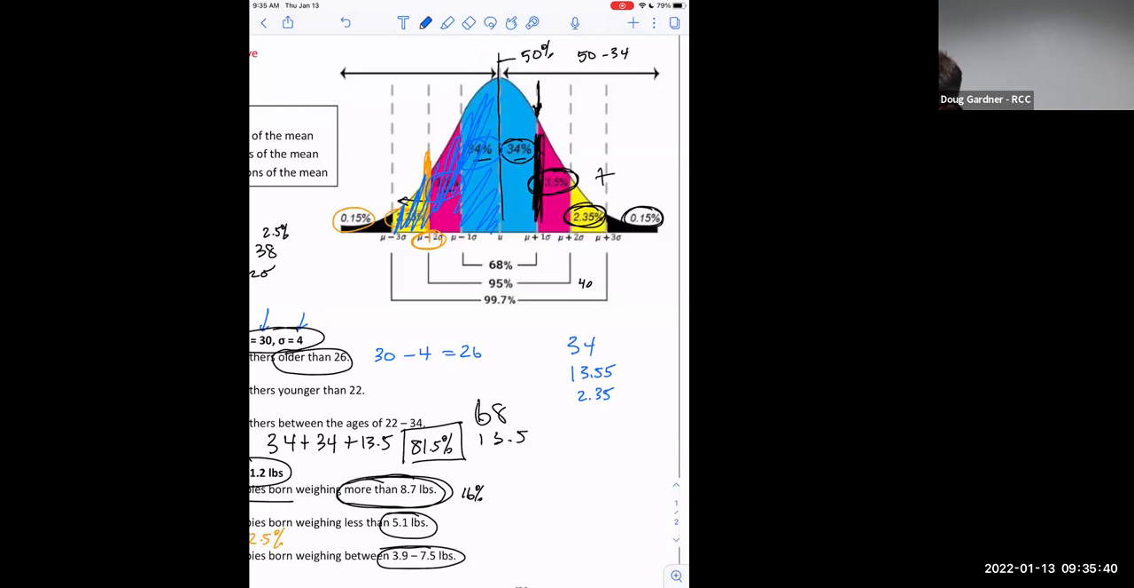Which would be easier though, instead of adding those, since this is all that didn't get included on that side, I could just say 50% minus 0.15%. You have to be careful with that though. That's not 50 minus 15. It's 50 minus 0.15, which is actually 49.85.